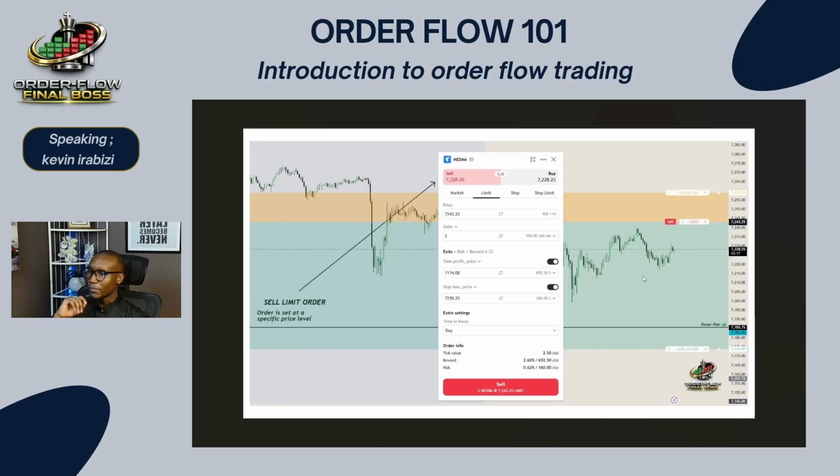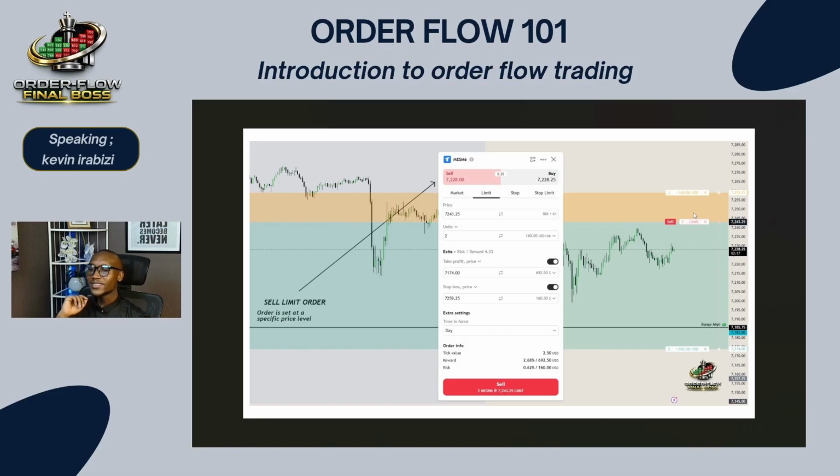Kevin, what about if I put in my limit order? This is a limit order. If it's a sell limit order, you wait for someone to buy from you because you are selling, and your order will not get filled until price reaches your level.